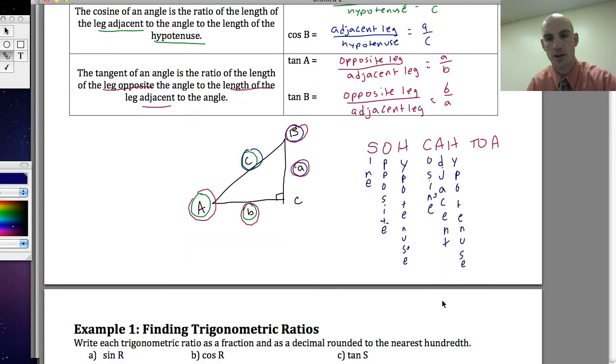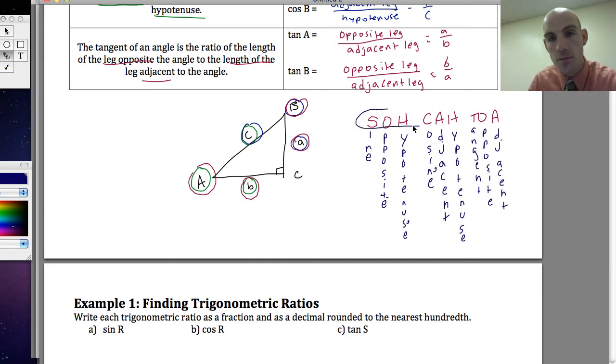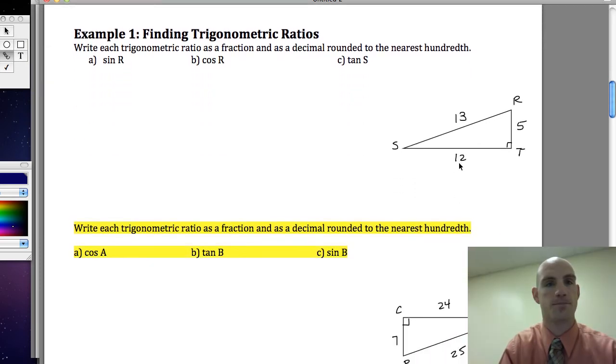Okay, let me scroll up a little bit. Tangent is opposite over adjacent. Okay? So SOHCAHTOA is what helps us remember these three ratios. And after that, it's all a matching game. Okay? So sine is opposite over hypotenuse, cosine is adjacent over hypotenuse, tangent is opposite over adjacent. Let's look at an example.